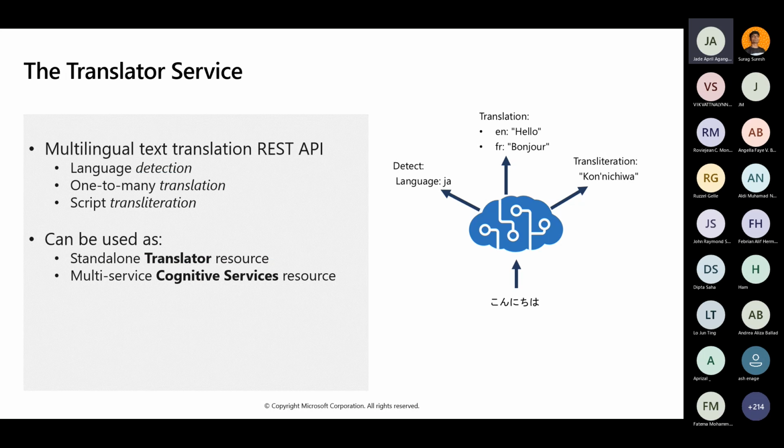We also have the translator service. I'm not sure if the SDKs this time are available, but for translator we could use the REST API. In the translator service, we should do the language detection. It's multilingual text translation. For example, we could detect if the word is in Spanish or Japanese, and this can be used as a standalone translator resource. In Microsoft Word, as I said, we have translator service, and also in Microsoft OneNote.